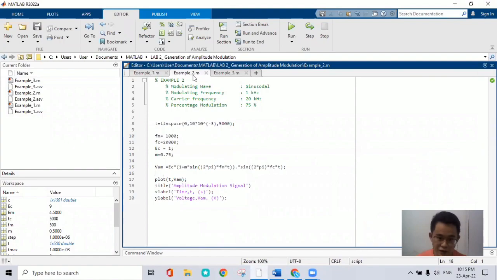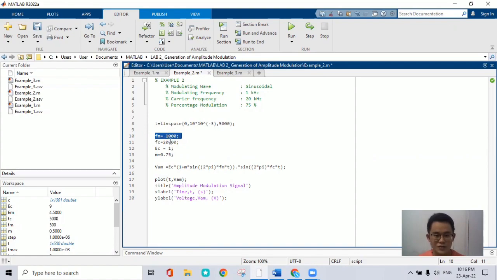So in MATLAB, we still need to do the same things, which is we need to call out the variables first. So we will have the modulating wave as a sinusoidal wave. And then the modulating frequency will be 1 kilohertz, the carrier frequency will be 20 kilohertz, and we will have the percentage modulation at 75%. So at first, we need to define our time instant from 0 to 0.01, we will have 5,000 values. And then we need to define the variables.